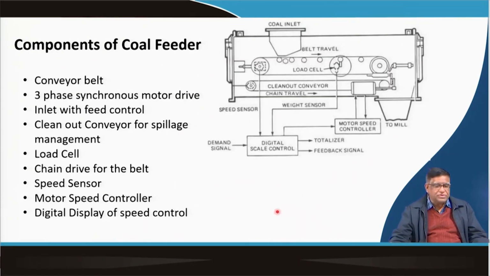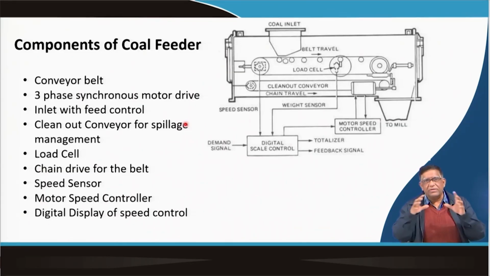So, you have seen these components of the coal feeder. Once again you can note them down. There is a conveyor belt, there is a 3-phase synchronous motor drive, there is an inlet with the feed control, a clean out conveyor belt for spillage, there is a load cell, there is a chain drive, there is a speed sensor, a motor speed controller, and a digital display unit.